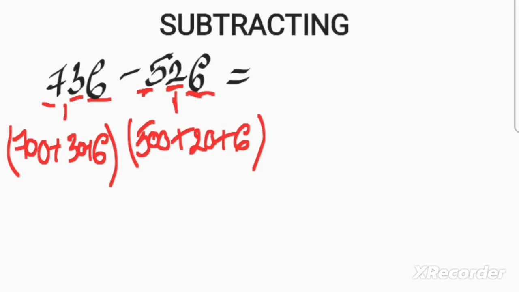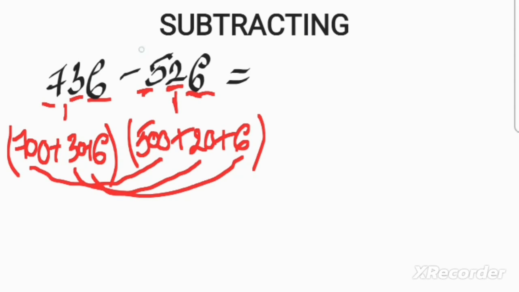Now what are we going to do? We will subtract hundreds by hundreds, tens by tens, and units by units. We will have 700 minus 500 equals 200. Then 30 minus 20 equals 10. 6 minus 6 equals 0. So this is an easier method to do subtraction mentally, and a very quick one.